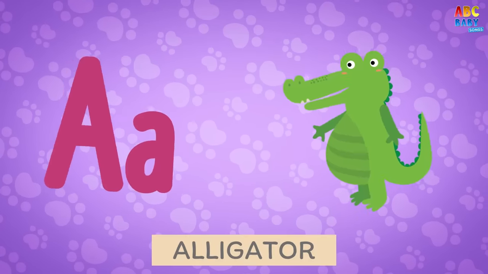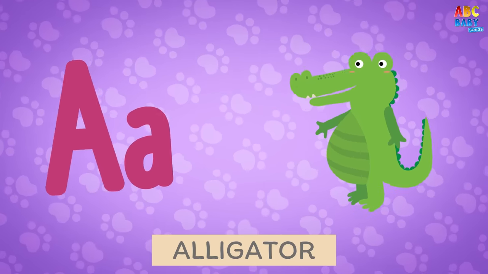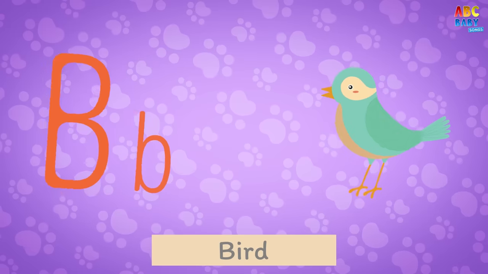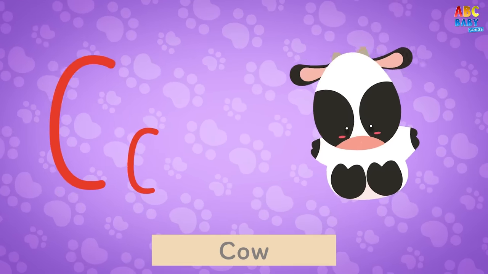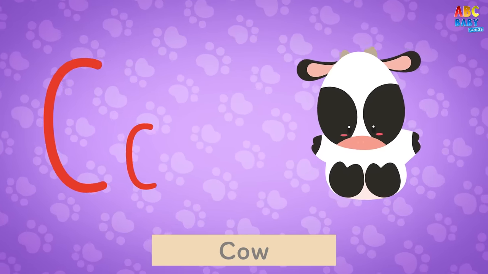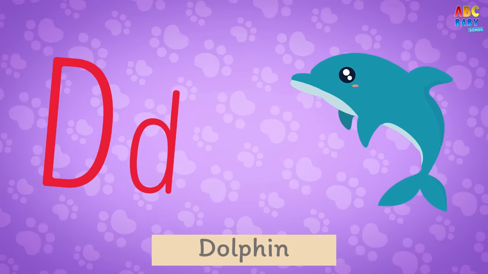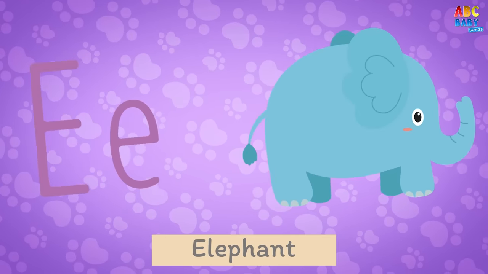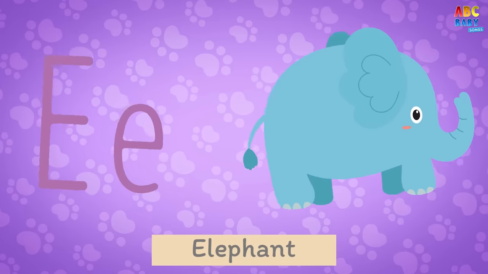A is for alligator. A, a, alligator. A, alligator. B is for bird. B, b, bird. B, bird. C is for cow. C, c, cow. C, cow. D is for dolphin. D, d, dolphin. D, dolphin. E is for elephant. E, e, elephant. E, elephant.